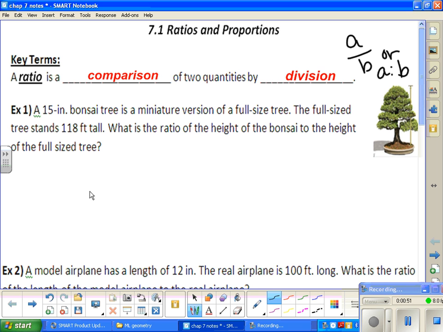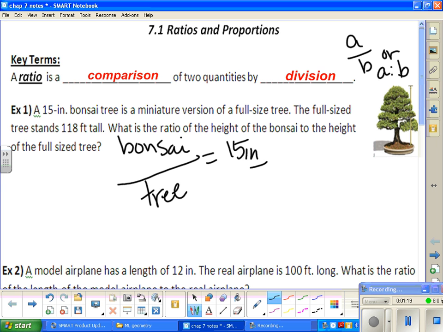A 15-inch bonsai tree is a miniature version of a full-size tree. The full-size tree stands 118 feet tall. What is the ratio of the height of the bonsai to the height of the full tree? So what we want to do is write a fraction of bonsai over tree. Right now we have 15 inches over 118 feet. But if you notice, you have inches and you have feet.